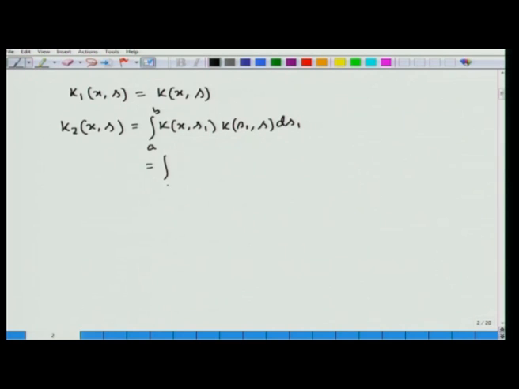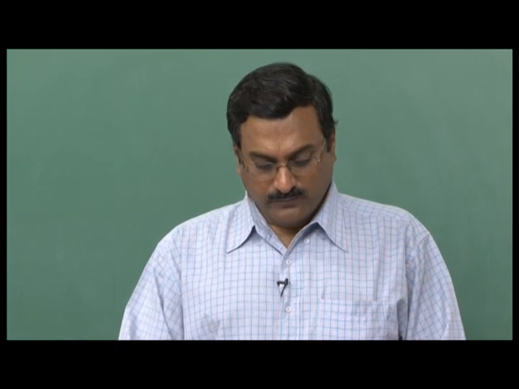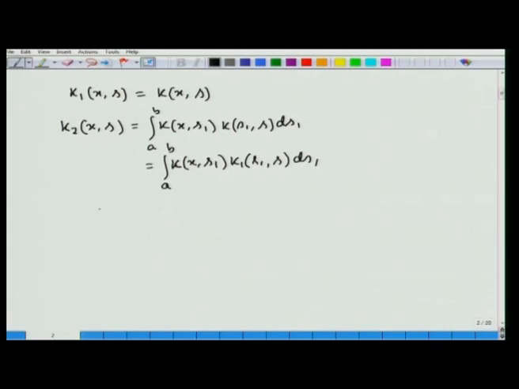So, this is actually integral a to b k(x, s1). Now, replacing this k(s1, s) by K1(s1, s) ds1, we get the second iterated kernel K2(x, s), and therefore, Gamma 2 f(x) comes out to be integral a to b K2(x, s) f(s) ds. This is the expression for Gamma 2 f(x).